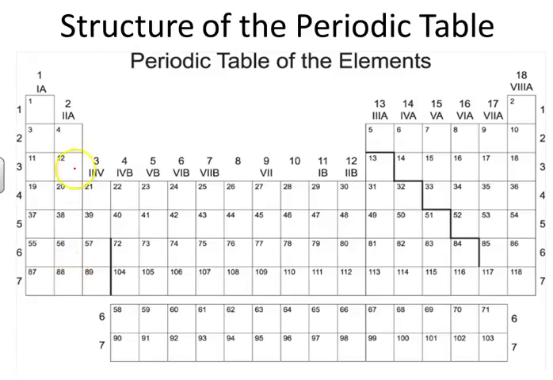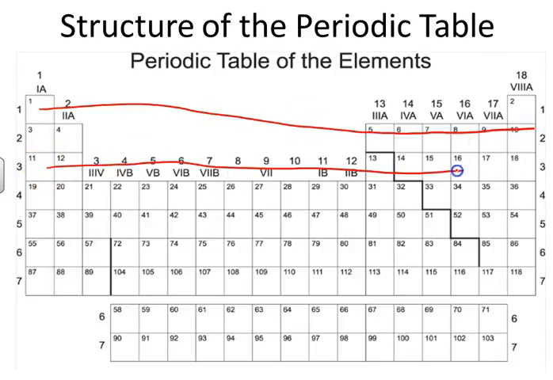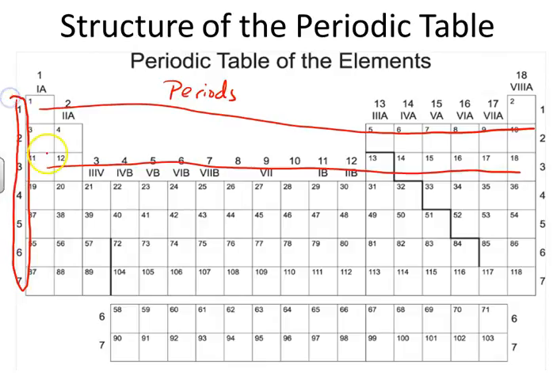Besides blocks, it's also important to recognize that we have horizontal rows on the periodic table. These are called periods. There are 7 periods, as you can see here. And we also have these 2 down here that actually fit right into this zone between here. So between 57 and 72 we get 58 through 71.